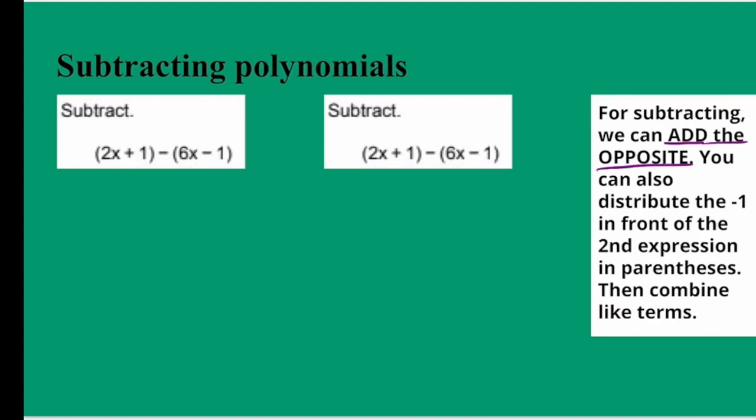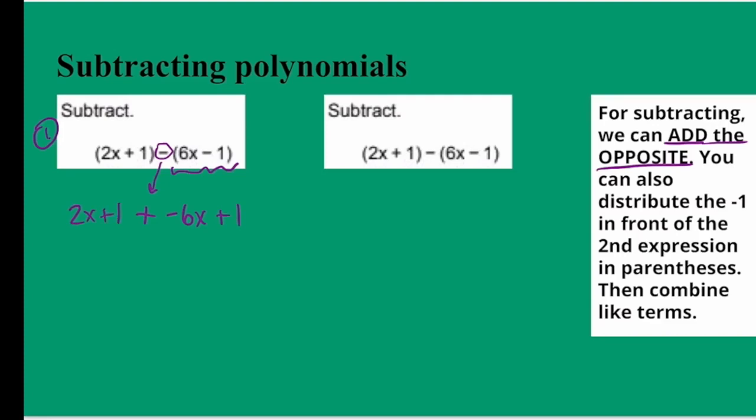So in the first method, let's say number one, I'm going to take this subtraction sign and rewrite it as addition. That means I have to do the opposite of everything inside the parentheses after. The opposite of a positive 6x is a negative 6x. The opposite of a negative 1 is a positive 1. So this becomes my new problem.